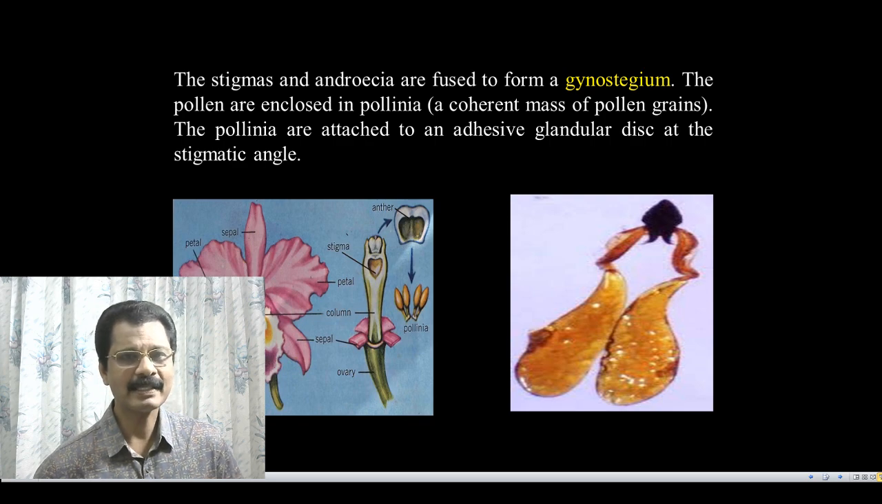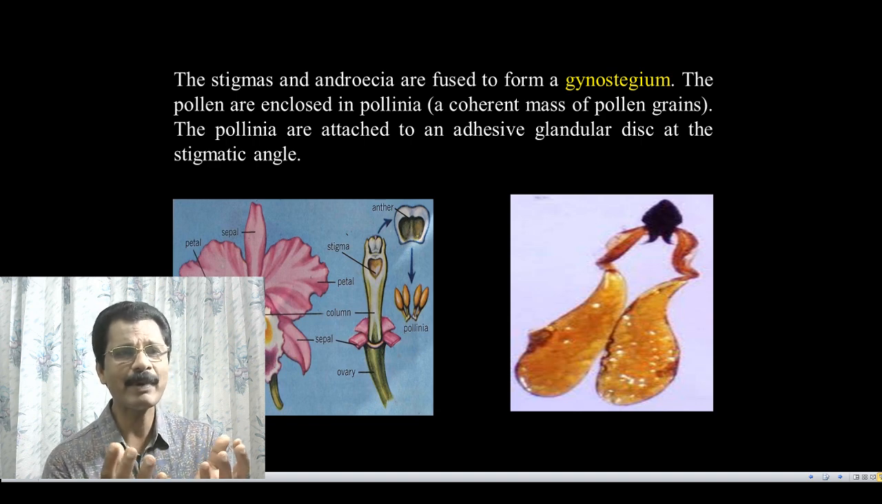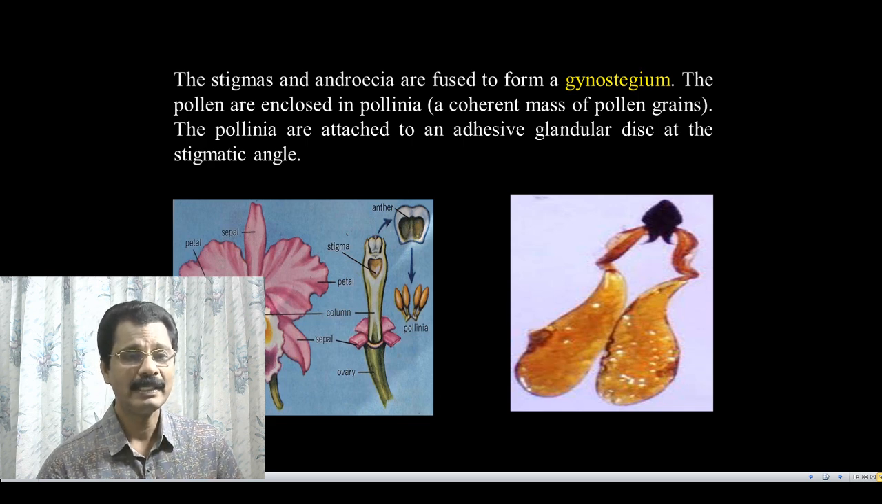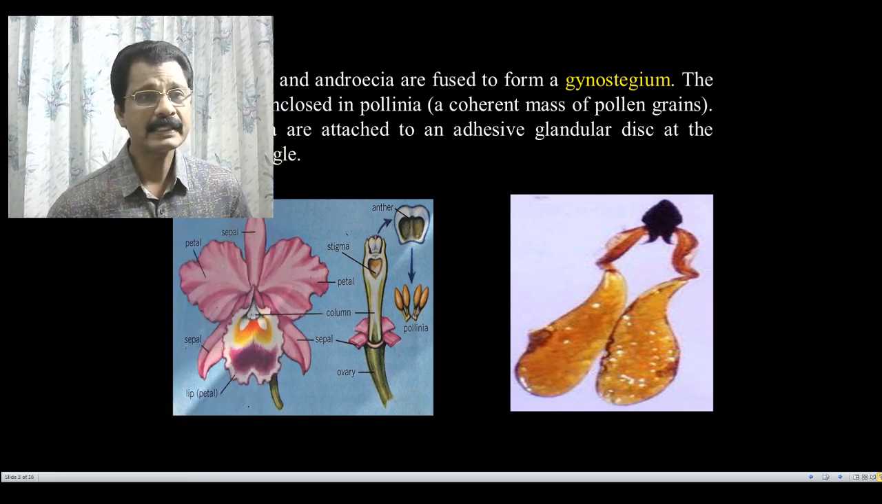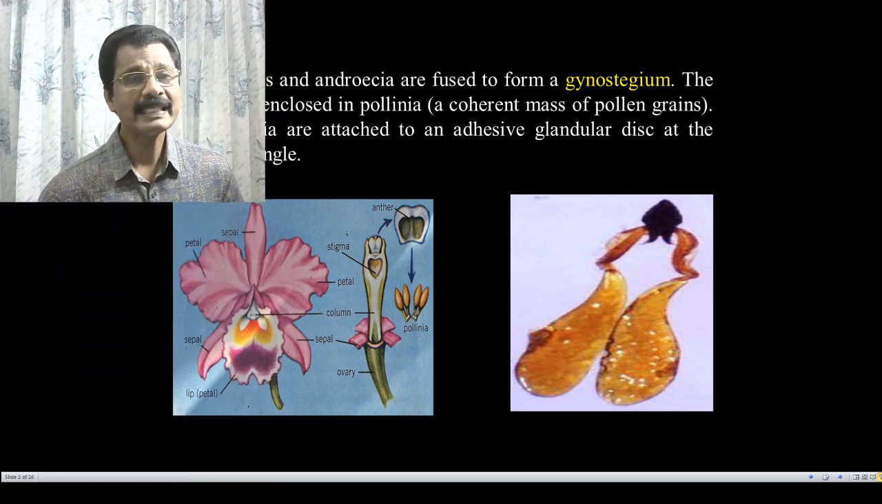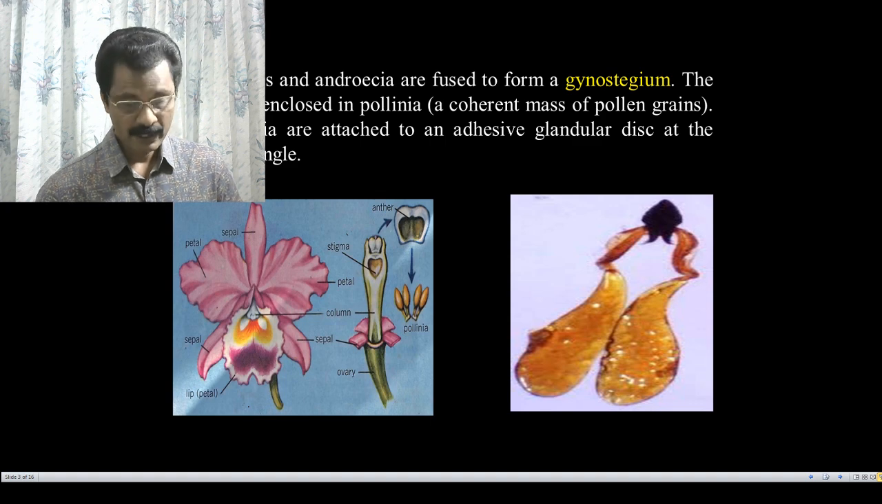Two masses of pollen grains are there. And such a condition is called pollinia. And these pollinia are attached to an adhesive glandular disc on the stigmatic angle. In the case of orchids, there you can see this type of gynostegium and pollinia. Also you can see it in Asclepiadaceae members, there also you can see the pollinia. So pollen sacs are there. Could you follow me?